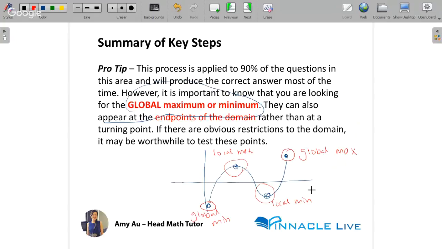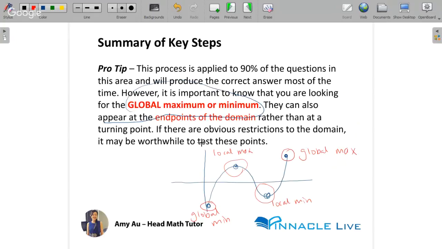So that's my point here. Your highest point is not necessarily on the turning point. It can happen at the endpoints of the domain, and that's pretty much the 10%. The hardest type of questions in this area will be looking at values at the endpoints of the domain. I just want to highlight that, especially for those students who are really aiming for band 6, you have to be aware of these little tricks, so you don't fall into the traps they've set up for you in the exam.